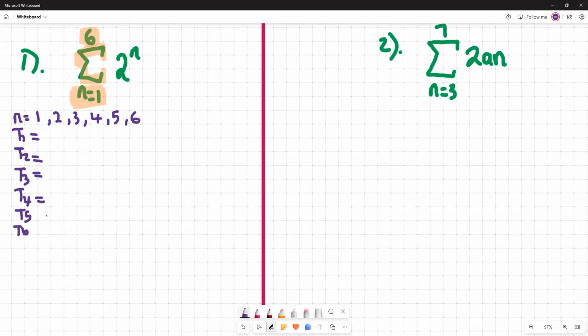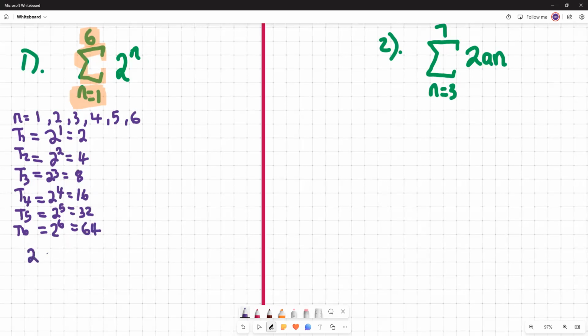So let's get the values of these terms. Remember, this is our Tn formula, and then you have an n here. So we're going to substitute 2 to the power 1 for the first one. The second one, we substitute 2 to the power 2, and 2 to the power 3, and so on. And then we're going to get the values of these terms. 2 to the power 1 is still 2. 2 to the power 2 is 4. 2 to the power 3 is 8. 2 to the power 4 is 16. To the power 5 is 32. To the power 6 is 64.